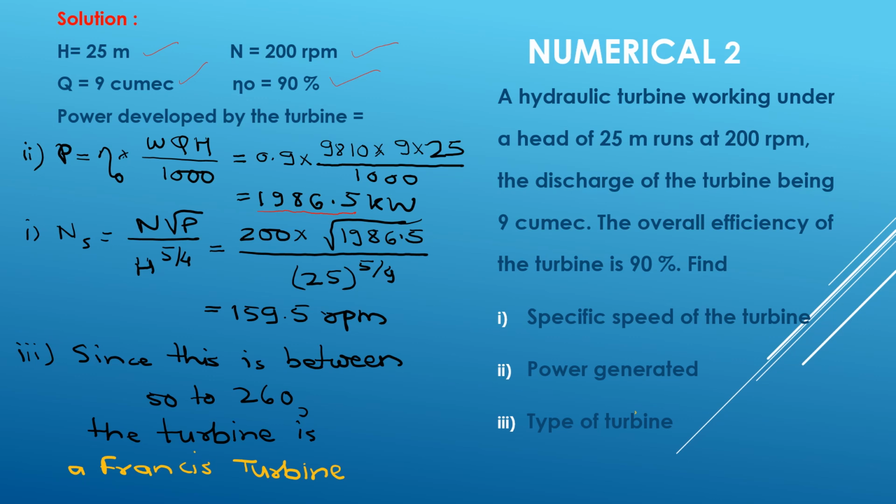So the specific speed is then found out as N root P by H to the power 5 by 4. By substituting all the values, we get the specific speed as 159.5 rpm. Now from the table, if we check, this is between 50 to 260 and hence the type of turbine is Francis turbine. So friends, with this data we can find out the type of turbine. So this is about the specific speed of a turbine.